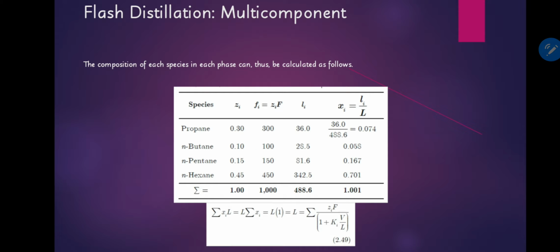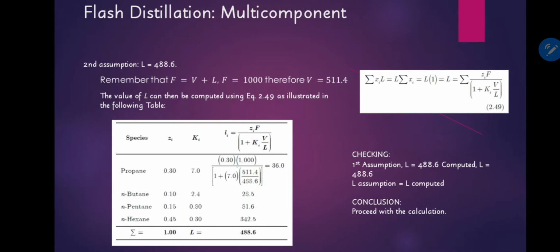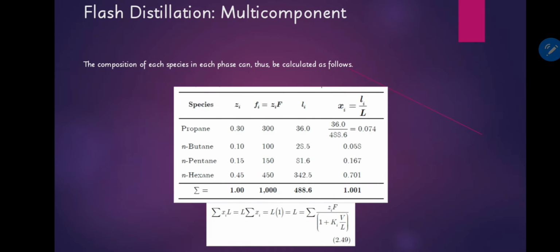Again, for Li, alam na natin yung Li because kanina, yung L assumed natin and yung L computed natin is the same. So it holds true that this is the value for your Li. Ano yung Li na to? Dito natin yan nakuha. So this is now the flow rate of species in the liquid phase.